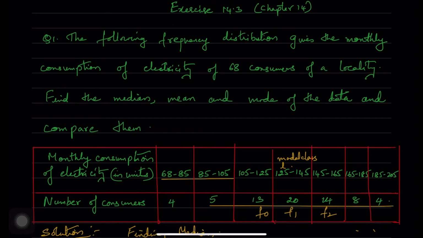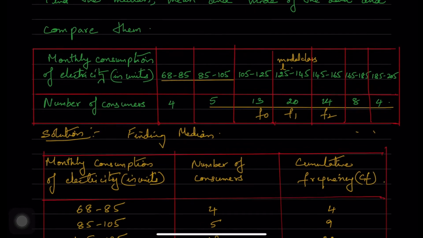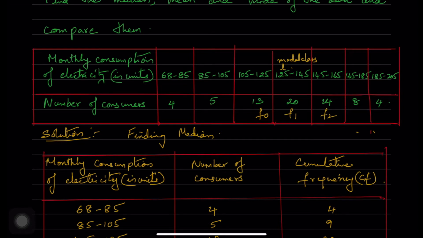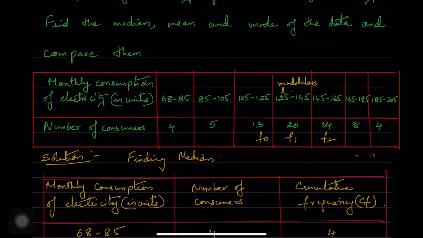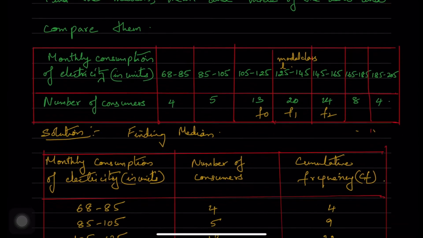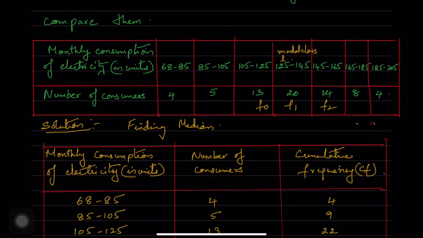So what is the monthly consumption of electricity in units? It's given as 65 to 85, 85 to 105, 105 to 125, up till 205. Now the number of consumers is 4, 5, 13, 20, 14, 8 and 4. From this given data we can directly find the mode, but first we'll find the median.